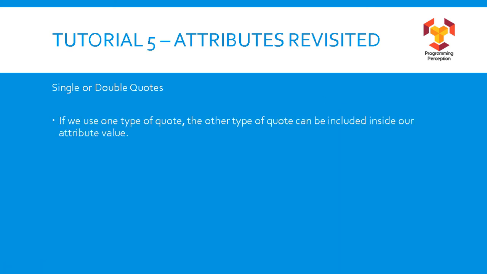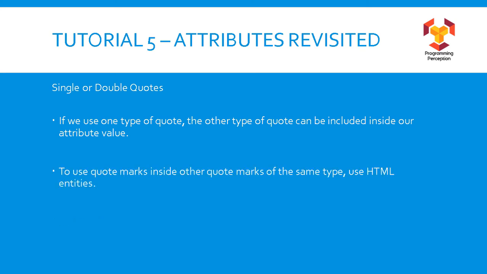Now, if we use one type of quote, the other type of quote can be included inside our attribute value. Suppose you want to give an attribute value in which you want to use any of the quotes, either single or double. There's a good solution in HTML. If you want to use single quotes in the attribute value, keep the value inside double quotes. Or if you want to use double quotes in the attribute value, then keep the value inside single quotes. So quite simple, right?